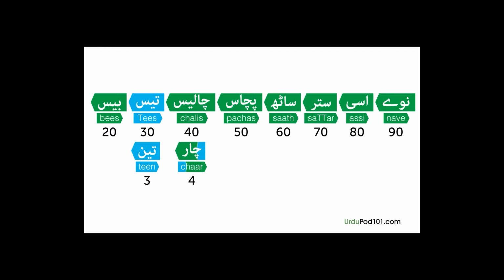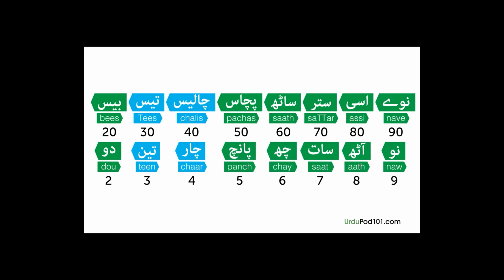Similarly, the sound cha in char, which is 4, is used in chalis or 40. Char, chalis. Do you see other similarities? 5 in Urdu is panch, while 50 is pachas. The common sound is pa. Unfortunately, this does not apply to all numbers. 60 in Urdu is sath, while 6 is che. As you can see, there is no common sound.